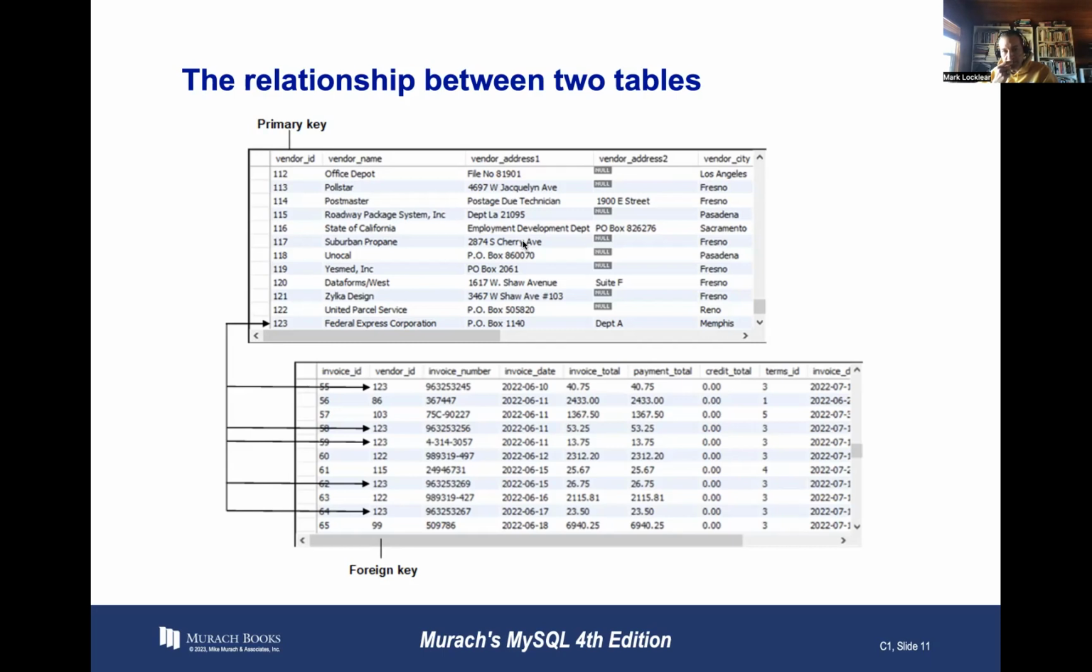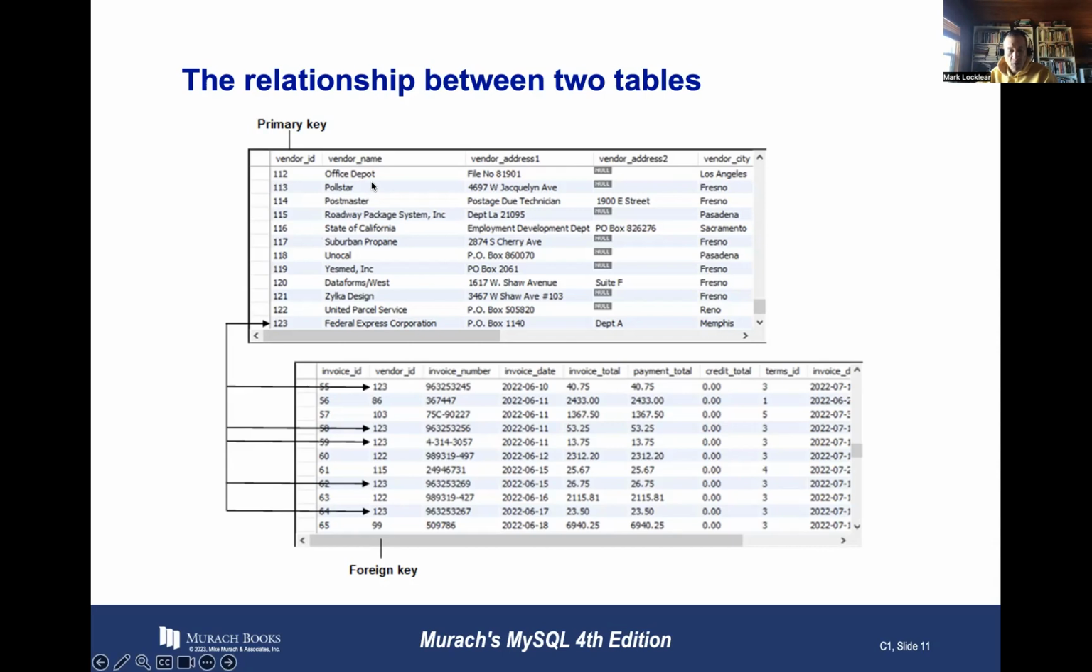So in this case, I'm looking at the table on the top. Notice the vendor ID is 123. That's Federal Express Corporation. And then notice that ID is referenced down in the table below. I think this is the invoices table we're looking at there, and you're looking at the vendors table up top. That's what the table on top represents, vendors. And if you look at the vendor name column in the table up top, it makes sense.